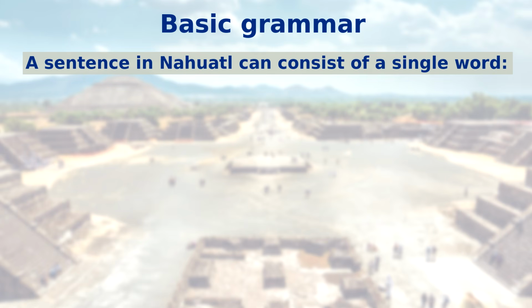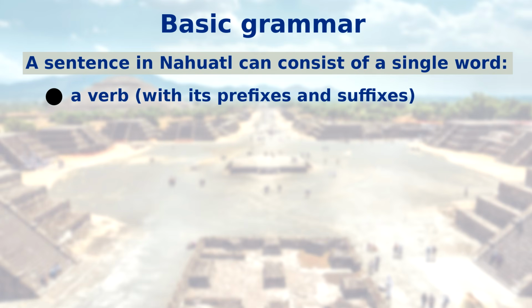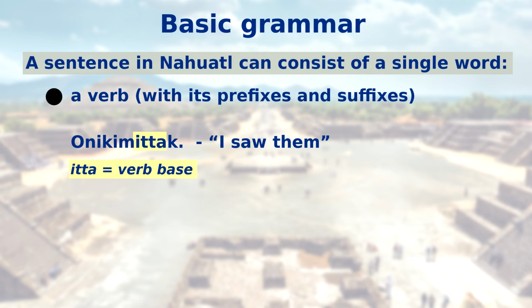Basic grammar. A sentence in Nahuatl can consist of a single word, a verb with its prefixes and suffixes. Noun phrases and all independent pronouns can be absent. For example, onijkimitak, this word means I saw them. The verb base is ita. O is a past tense marker. It's used in many varieties of Nahuatl, and in some cases optionally, but in Orizaba Nahuatl it's required for all past tenses: preterite, imperfective, and past perfect.